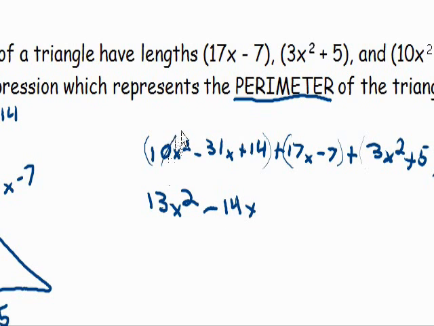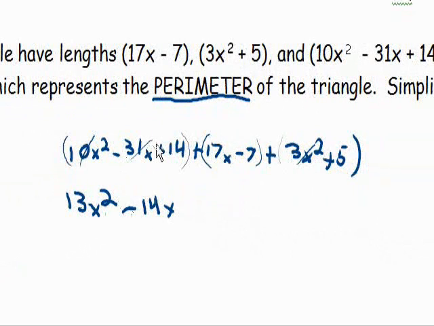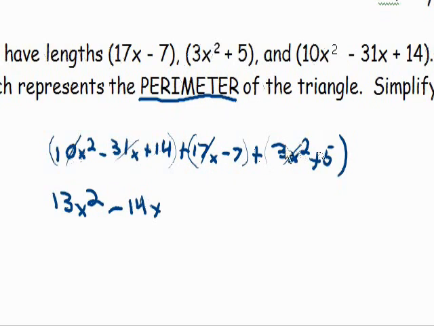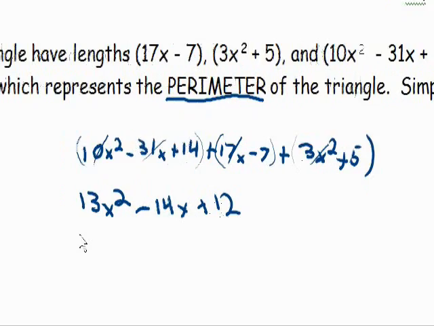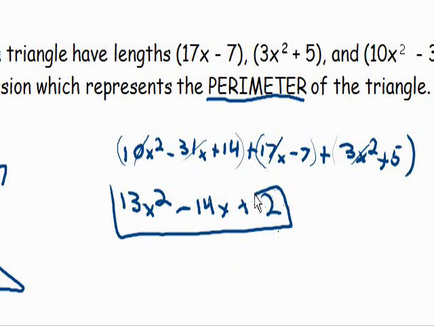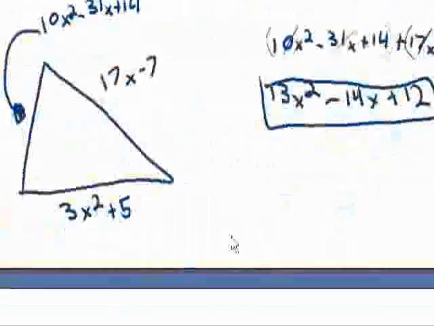So we took care of our squared terms, we took care of our x terms. I like to cross them out as I go along. So let's look at 14 minus 7 plus 5. So that's 12. There you go. That is the total length of our triangle. Pretty cool, huh?